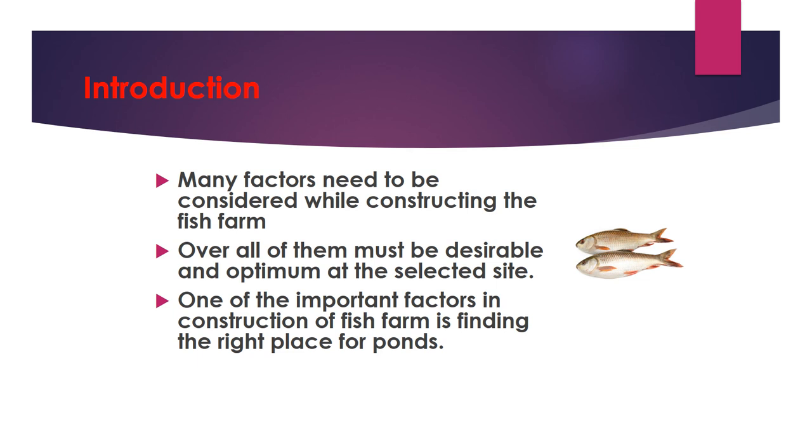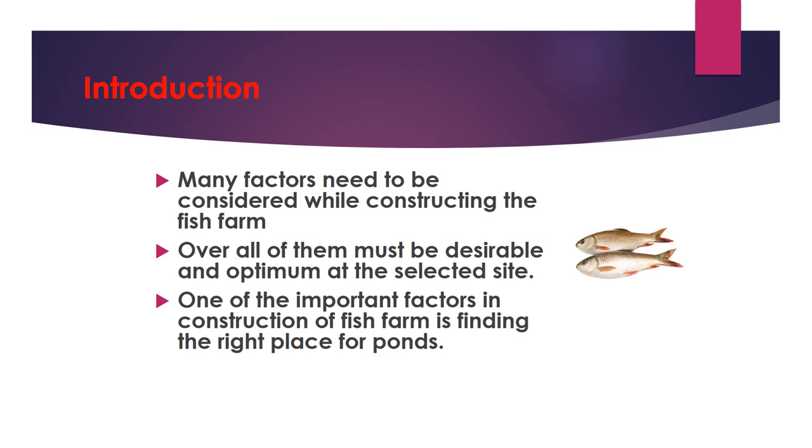Another thing is to select the site near the house of the farmer, so they can observe the site of the fish pond or the fish farm. Limit the size of the site to the minimum necessary. The fish culture area must be away from roads, telephone lines and electric poles, because they are harmful.